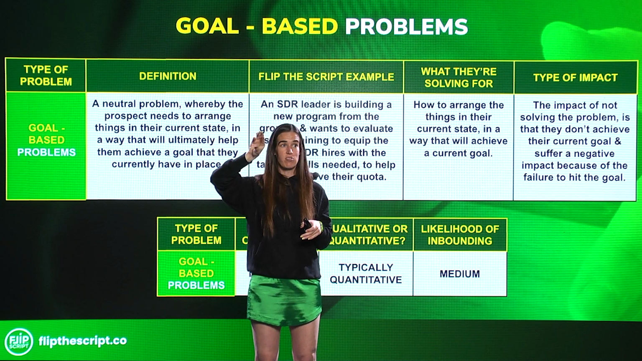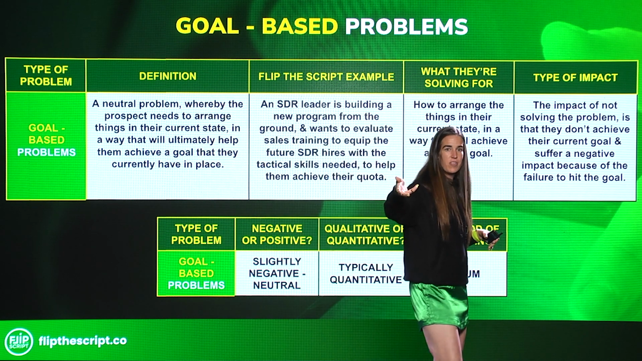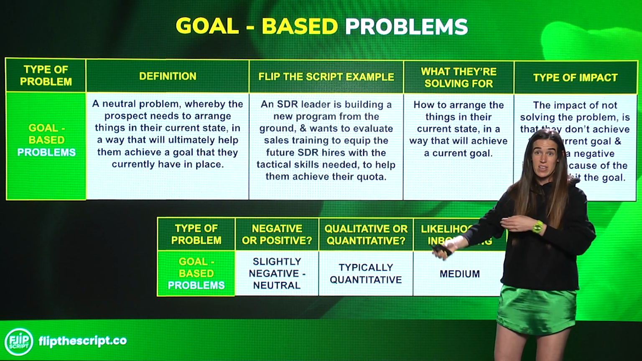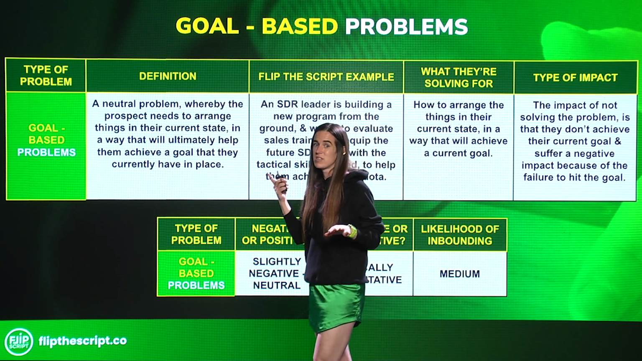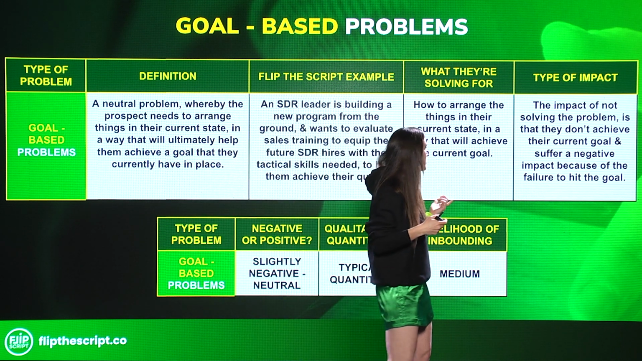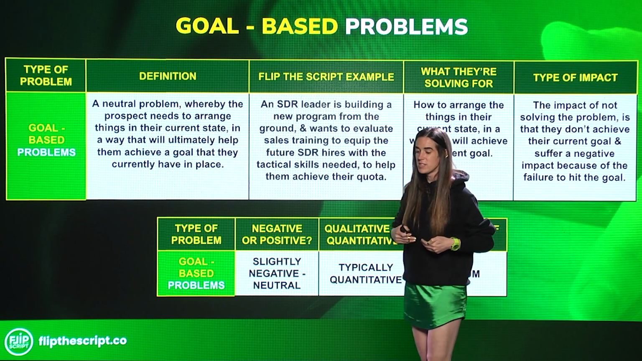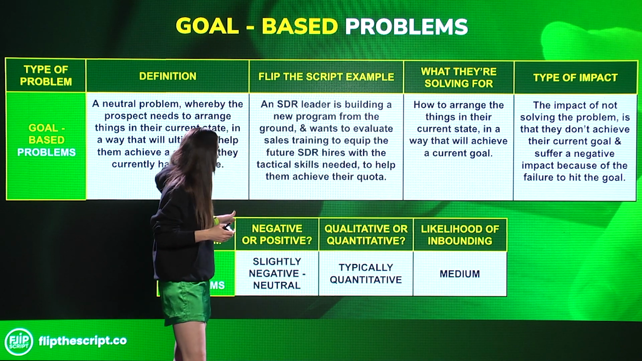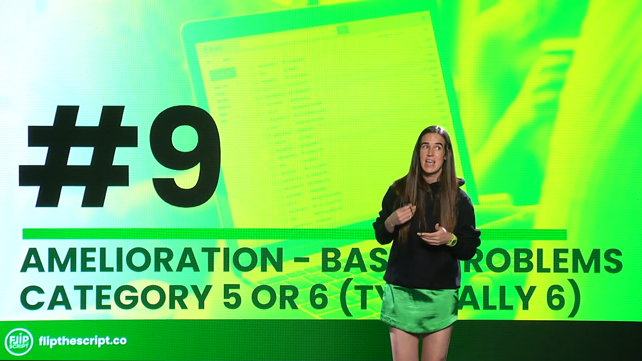Now, if they don't hit that metric, then the negative impact will probably come into place. Like they didn't solve for the thing, and so now they're going to have to incur maybe a PIP or maybe a churn of the leader. But this is what they're solving for, is arranging the things in the current state to achieve the metric that they currently have in place. The impact of not solving this is they're probably going to suffer a negative impact because they didn't hit the goal. But what they're solving for is how do I arrange things in my current state to achieve that metric? So slightly negative, but to neutral, typically quantitative, and it's going to be a medium level of inbounding simply because there isn't a current negative impact.